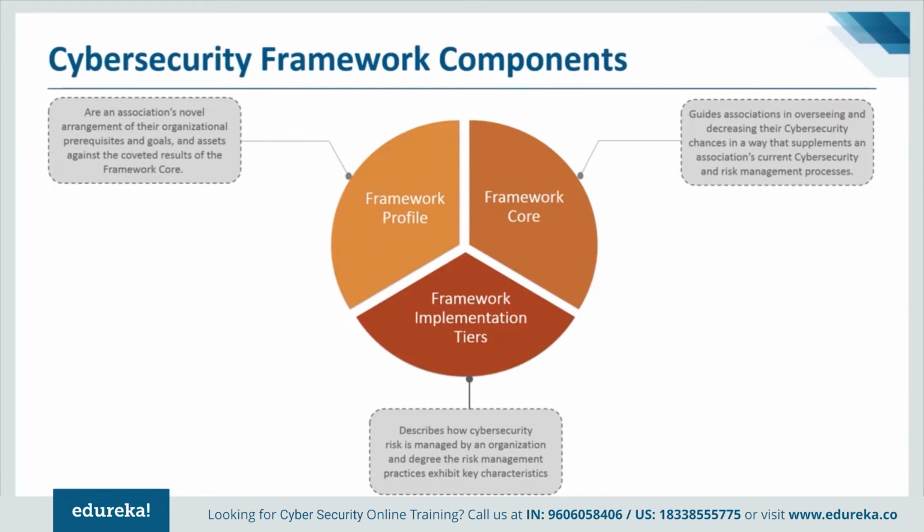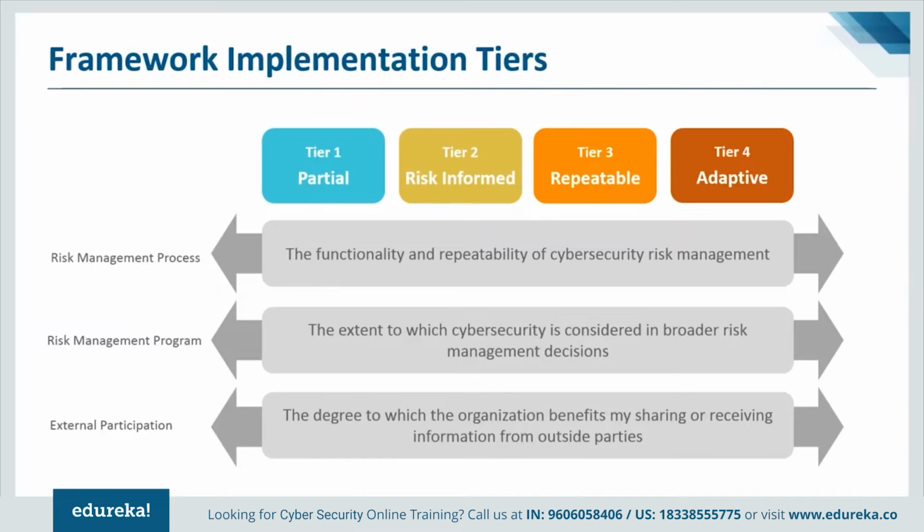Let's discuss the framework tiers now. The tiers describe the degree to which an organization's cybersecurity risk management practices exhibit the characteristics defined in the framework. The tiers range from partial, which is tier 1, to adaptive, which is tier 4, and describe an increasing degree of rigor and how well integrated cybersecurity risk decisions are into broader risk decisions, and the degree to which an organization shares and receives cybersecurity information from external parties.